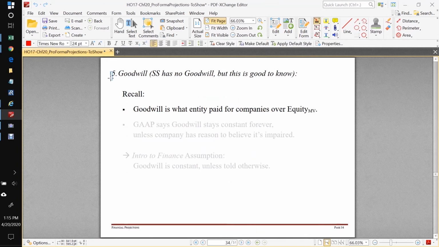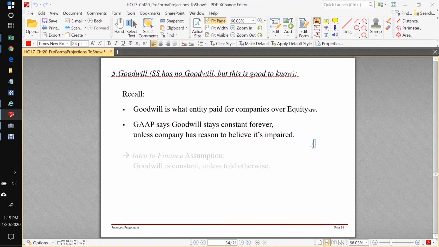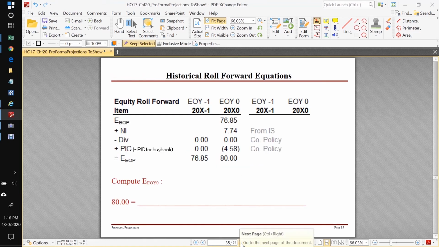And this is just something that you should know. Sahali has no goodwill, but it's a good thing to know about. And remember, goodwill is what an entity pays for a company that it purchases over market value of equity. And GAAP has a couple rules now about how to handle this, but the one that we're most interested in, the most common one, is to say that goodwill is constant forever unless the company has a reason to believe it's been impaired. And that's going to be our assumption, that if we see goodwill on a balance sheet, we're going to say it's constant unless we're told that it's compromised.